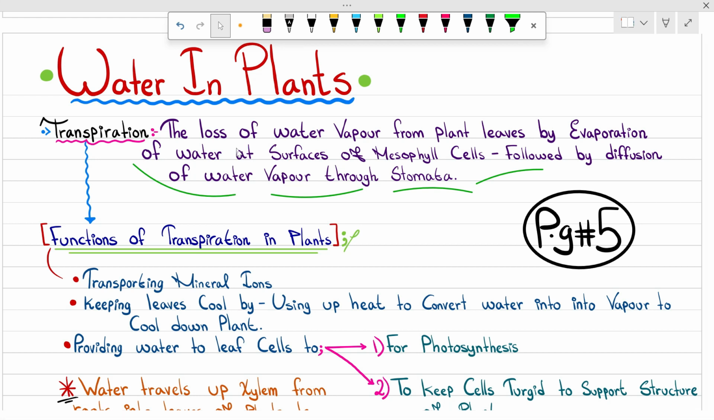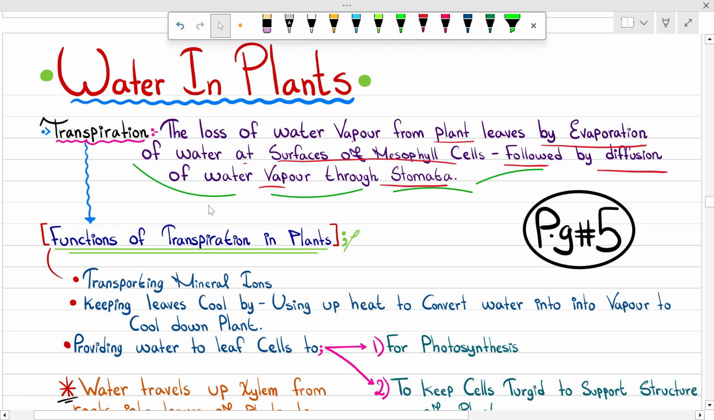Transpiration is something that occurs in xylem vessels only. This is the loss of water vapor from plants' leaves by evaporation of water at the surface of the mesophyll cells, followed by diffusion of water vapor through the stomata. So water vapor is being lost by plant leaves by evaporation at the surface of the mesophyll cells, and this evaporation of water is followed by diffusion of water vapor through the stomata.